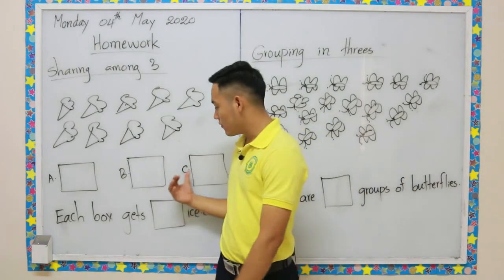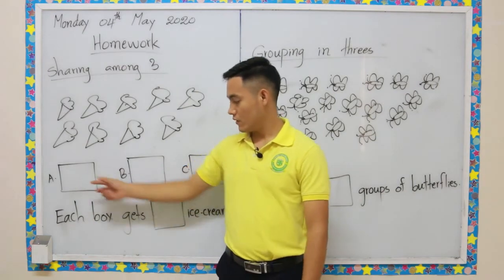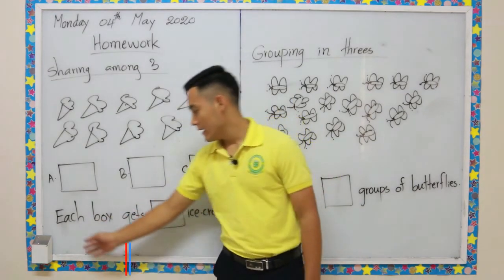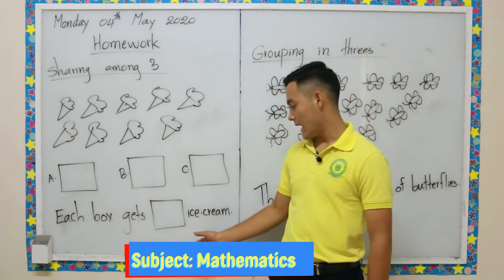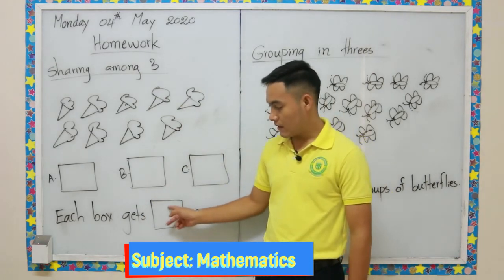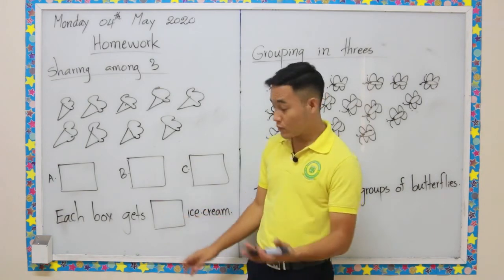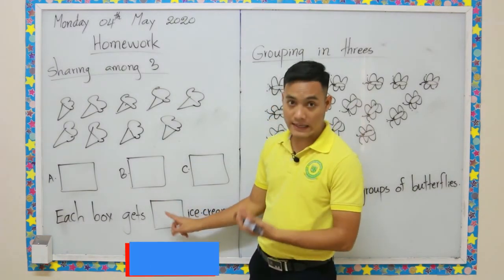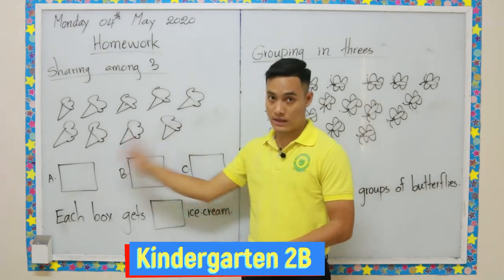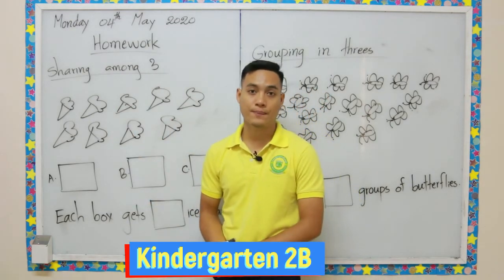You can practice using the method that I taught you, and you can share among 3. And after sharing among 3 here, you need to complete the box right here. Each box gets ice cream. So how many ice creams does each box get? So you need to complete here. If you complete the answer correctly right here, it means that you understand the whole lesson about sharing among 3.